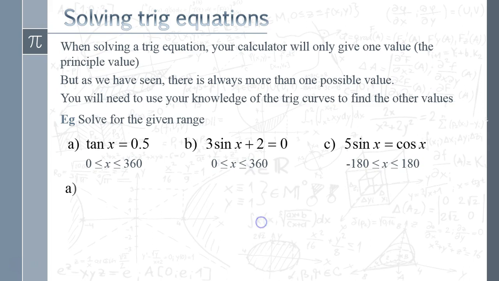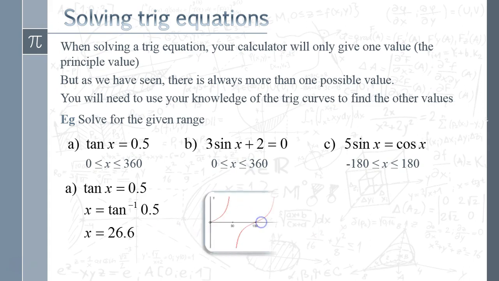First one, tan x equals 0.5. Fairly straightforward stuff. To get x, we've just got to do the inverse. So x is tan to the minus 1 of 0.5, and from the calculator, that gives a value of 26.6. Hopefully you understand from the tan curve, that S-shaped curve, that each bit is just shifted 180 degrees. So there's our 26.6, which is just the first one here, and then all we're going to do is add on 180, and we get our next solution. So our other value is 206.6.